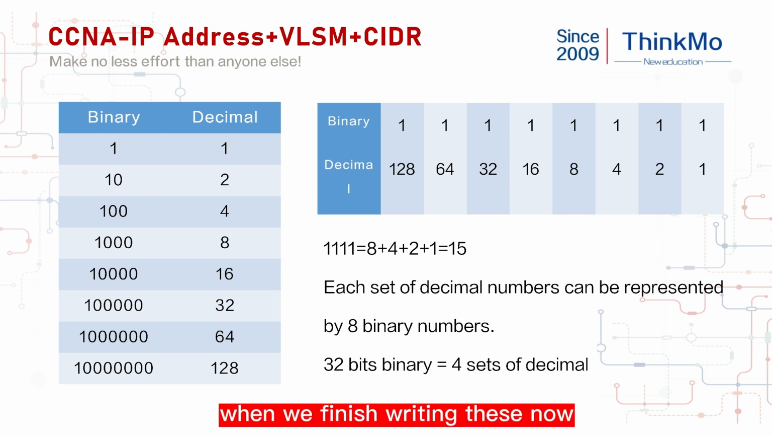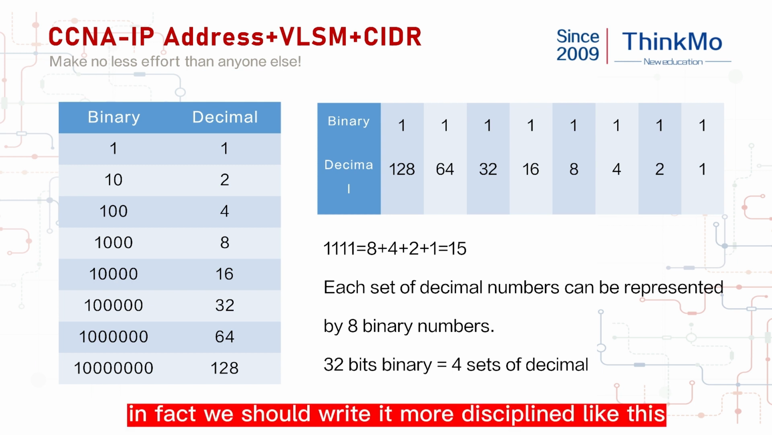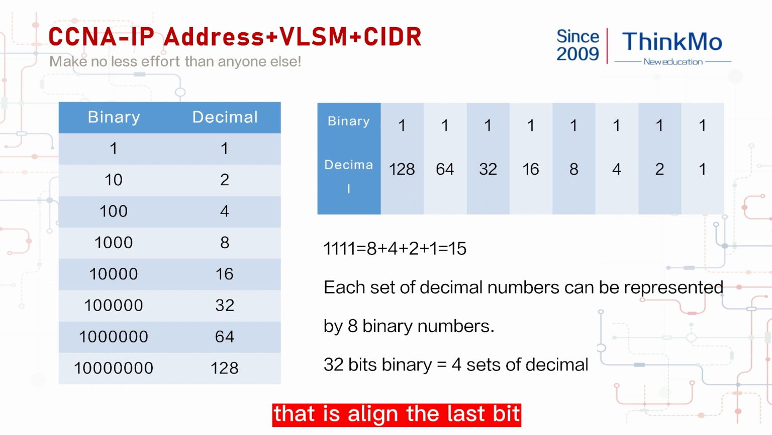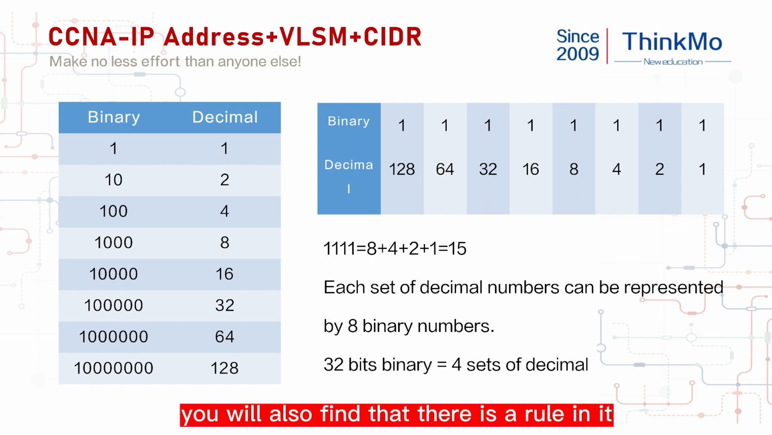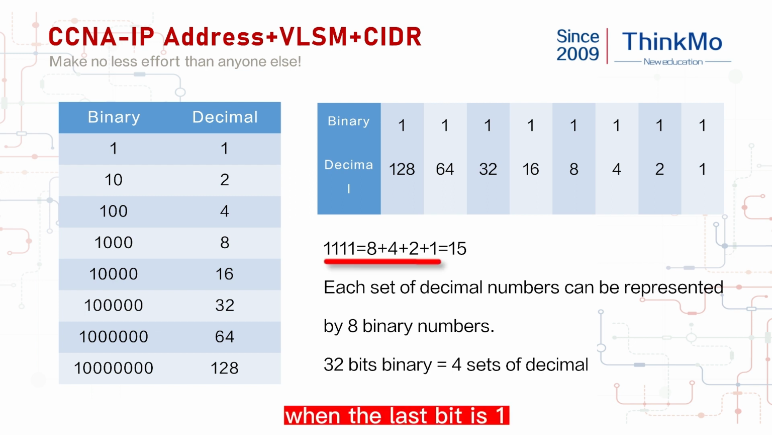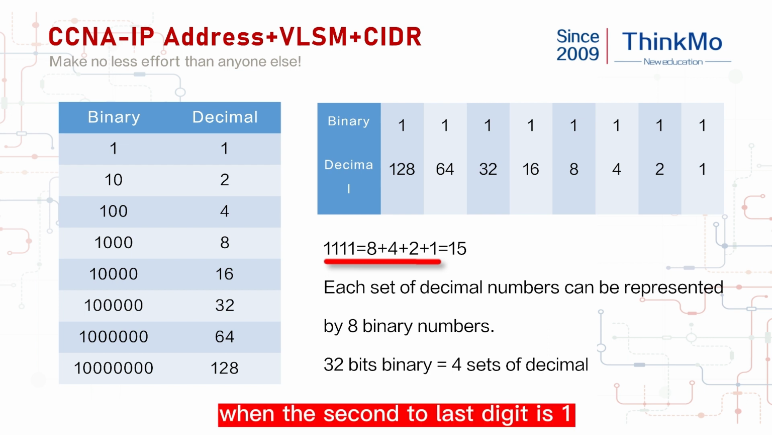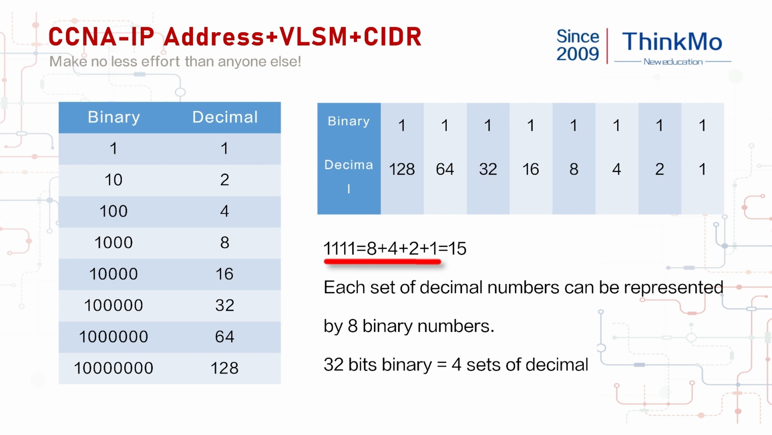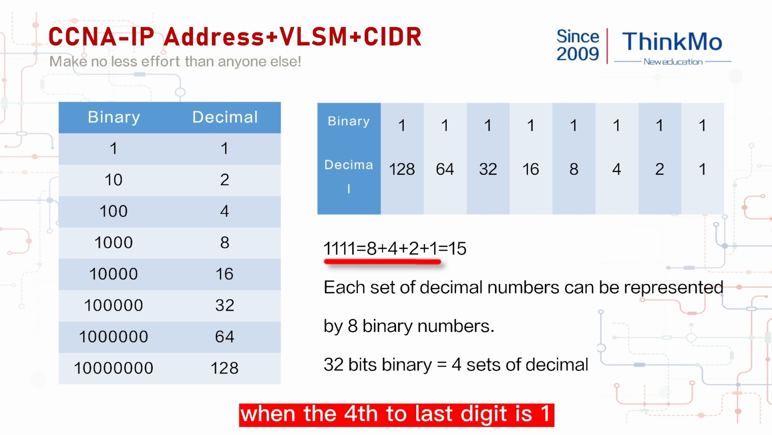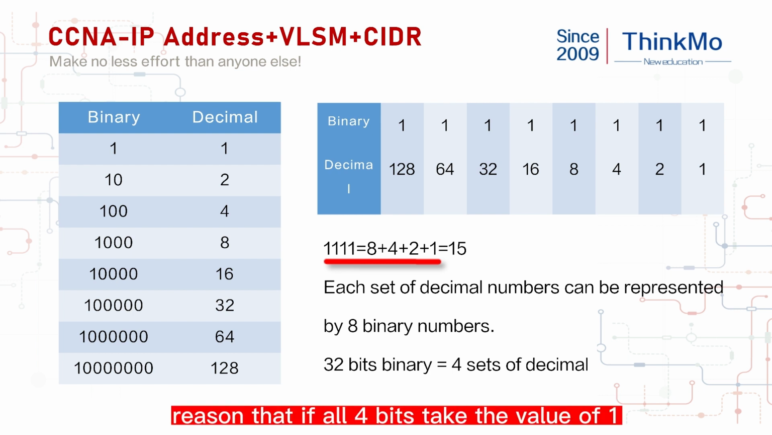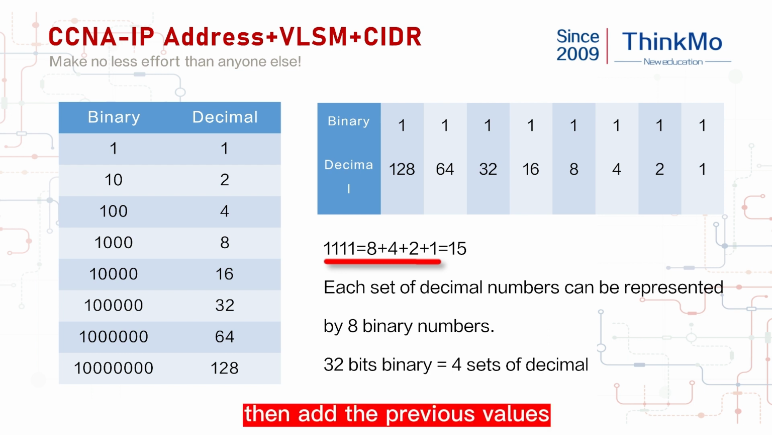Everyone will find that when we finish writing these, we should write them more disciplined like this, that is, align the last bit. It will look more beautiful. You will also find that there is a rule in it. When the last bit is 1, it stands for 1. When the second to last digit is 1, it stands for 2. When the third to last digit is 1, it represents 4. When the fourth to last digit is 1, it represents 8. So it stands to reason that if all 4 bits take the value of 1, then adding the previous values is equal to 15.